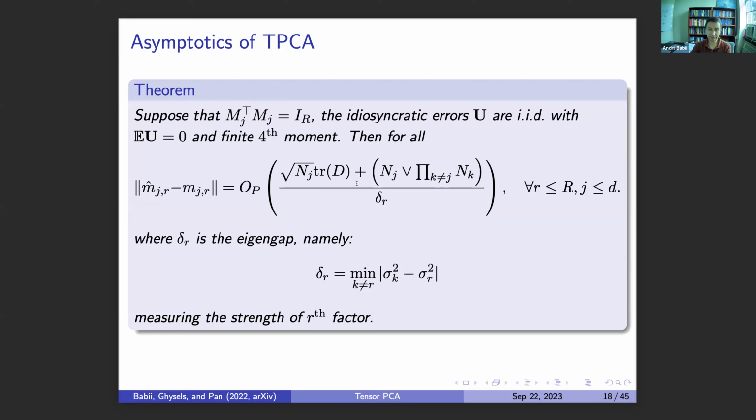So here in this rate, we see that we get tensor dimensions. So nj corresponds to the dimension of this vector, and then the product of all other dimensions. We also get the sum of scale components, and we also get in the denominator the eigengap. This eigengap is basically a measure of the factor strengths. So if we estimate factor R's vector, this delta R would be the eigengap, the distance to the closest eigenvalue or the closest scale component to factor R.